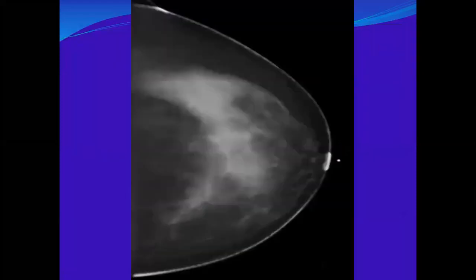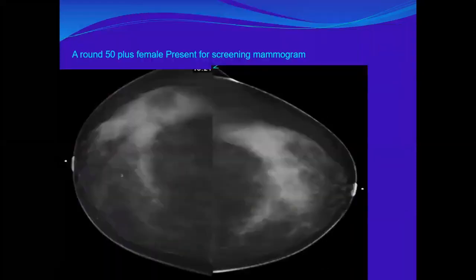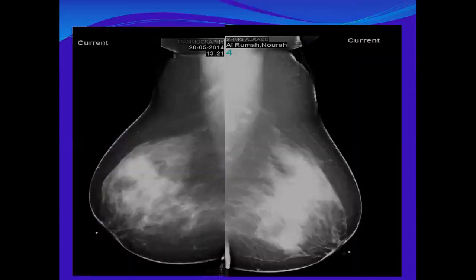This lady, I remember her. She was around 50 plus. She doesn't like to do the screening mammography, and the primary health care physician was trying to convince her. She came to our department. Someone pushed her; she doesn't like it. The technician came to me and told me, this lady is not cooperative. She doesn't like that mammography, and I will let her go.